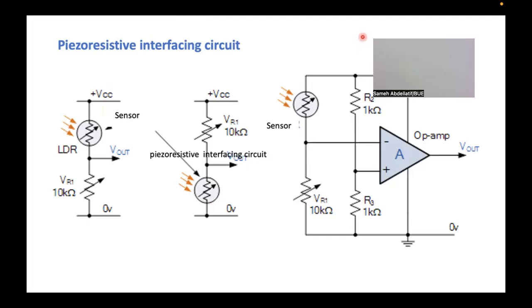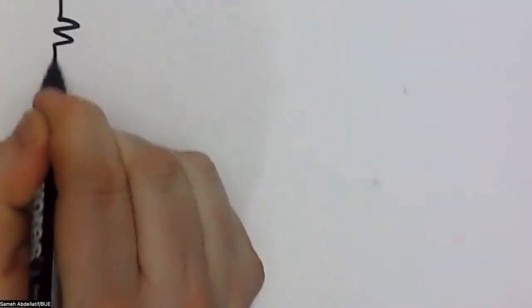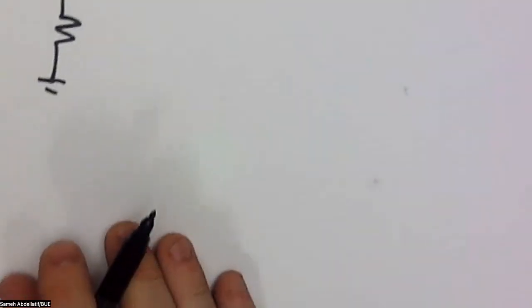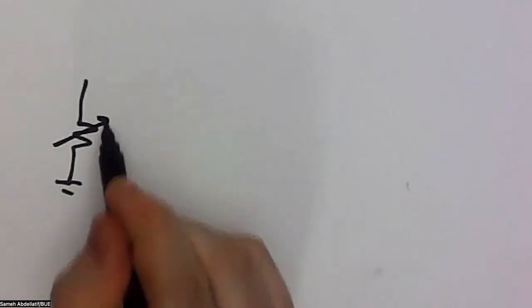So let's go to our whiteboard and let's see. Maybe the first thing to think about it simply is, okay, I have a resistance. This resistance is some sort of a variable resistance. The variation of this resistance is a function of the sensing element, which is pressure, for example, in this case, or force or whatever.